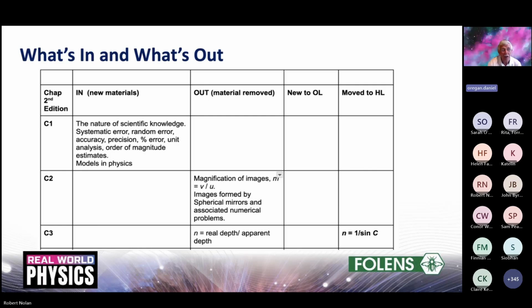If we move to refraction, the formula real depth over apparent depth is no longer on the specification, although the ideas of refraction and things appearing nearer to the surface in liquids or glass, for example, are there, but the numerical calculations based on it should not be. Likewise, the formula n equals 1 over sine c has moved from ordinary level to higher level. Next slide, please, Rob.